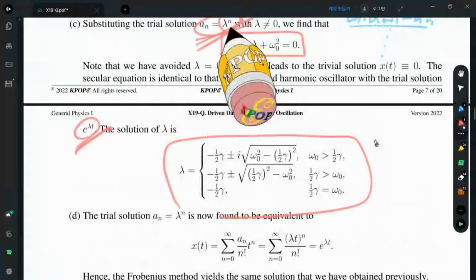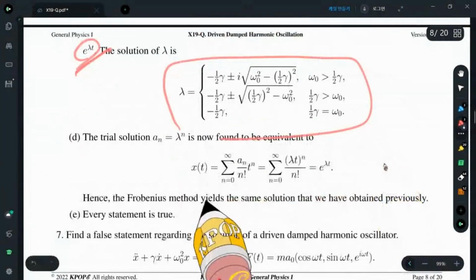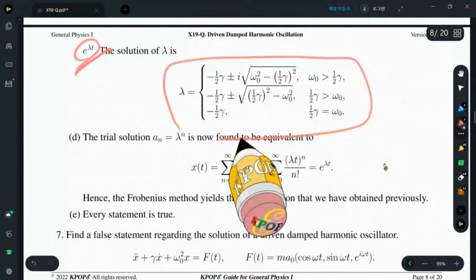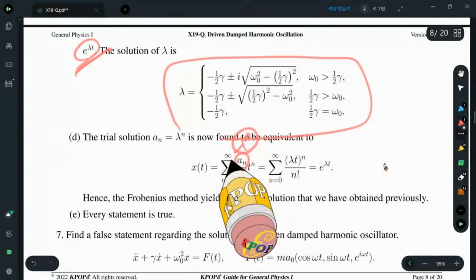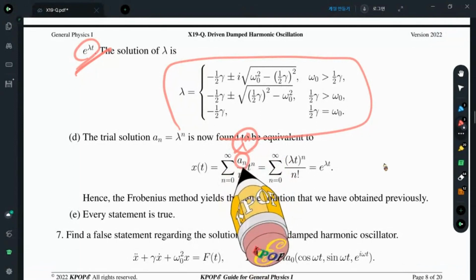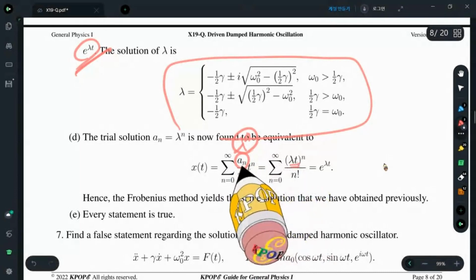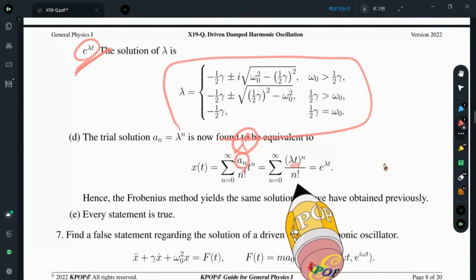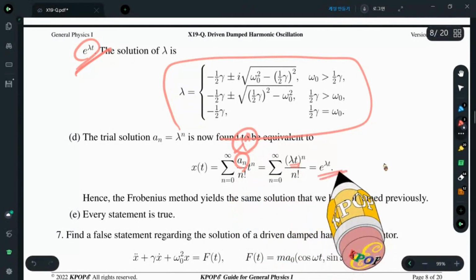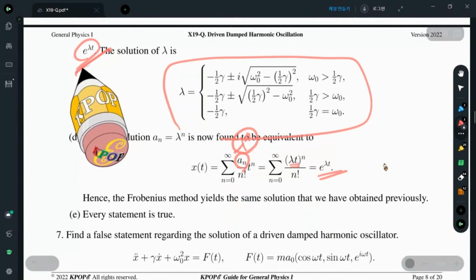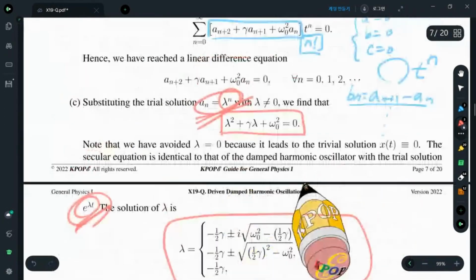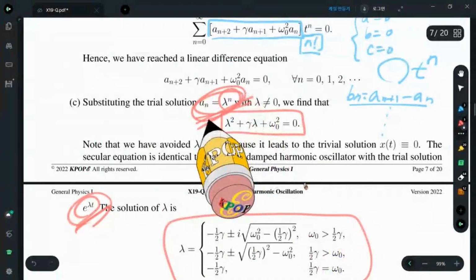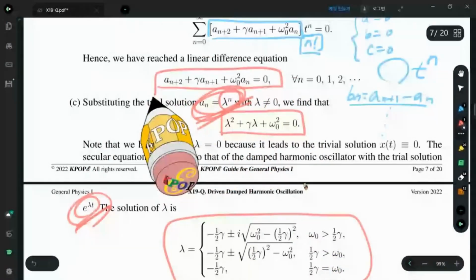And this trial solution does mean this kind of form. I substitute the trial solution, a_n is equal to lambda to the n. What I really find is just lambda to the n, so a_n is replaced with this: lambda t to the n over n factorial. What is it? It is just exponential lambda t. So it looks different, but this substitution of a trial solution and the substitution of the trial solution for the linear difference equation are equivalent.